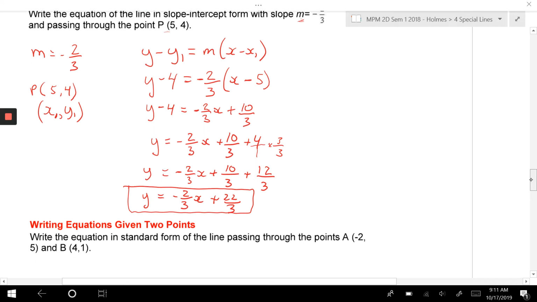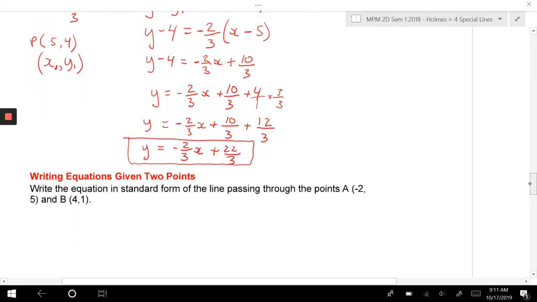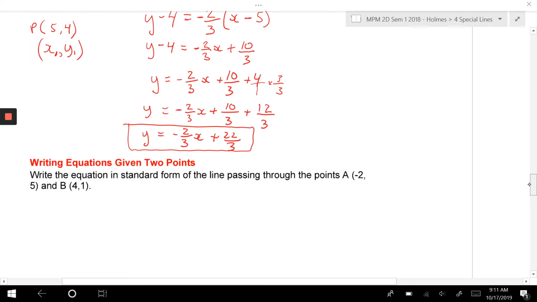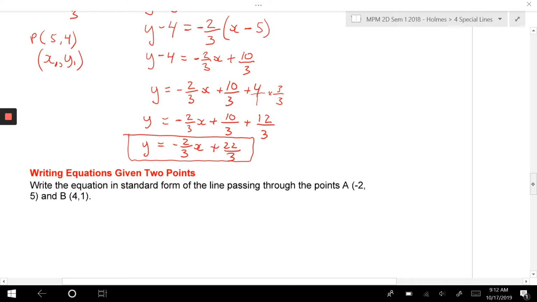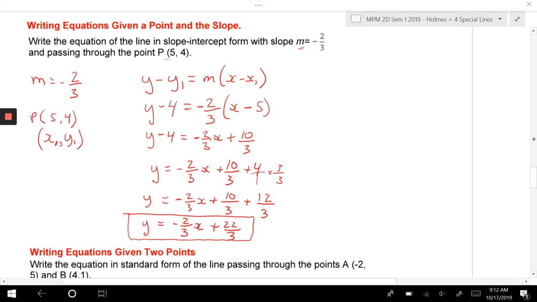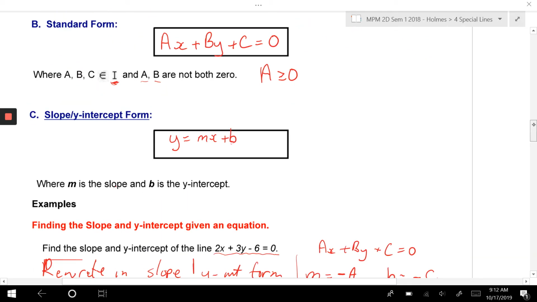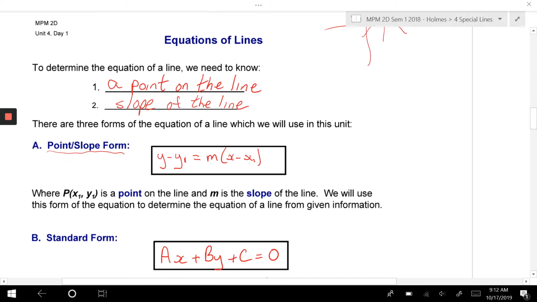Third example. What happens if we're given 2 points? So we want the equation in standard form of the line passing through the points A(-2, 5) and B(4, 1). So it's interesting. At the very beginning, up in our first note, what are the things we say we need? In order to determine the equation of a line, I need a point on the line, which I've got. That's great. But I also need the slope of the line.